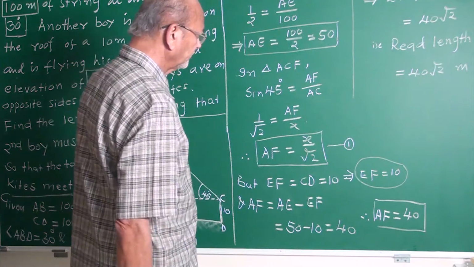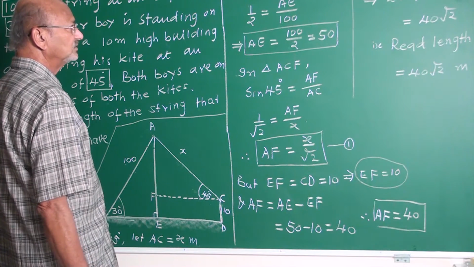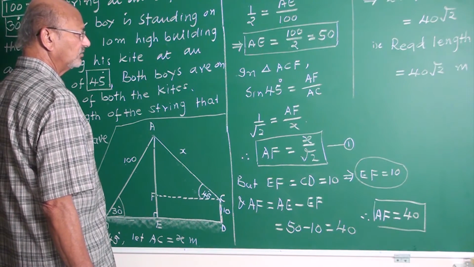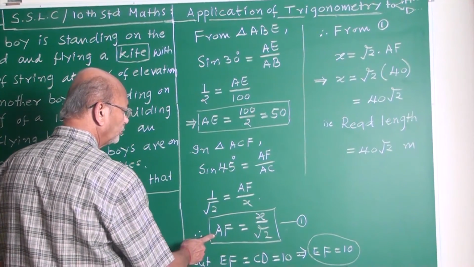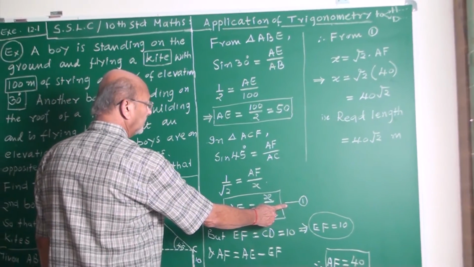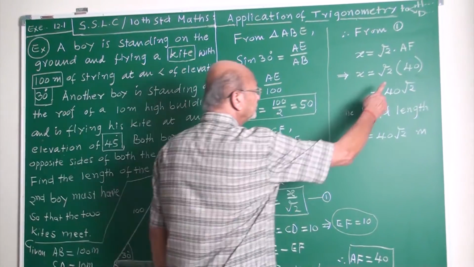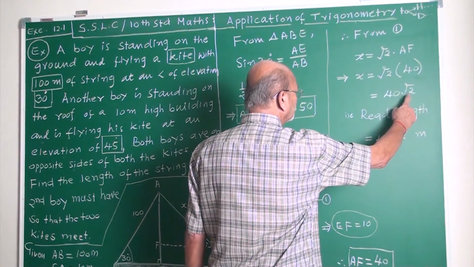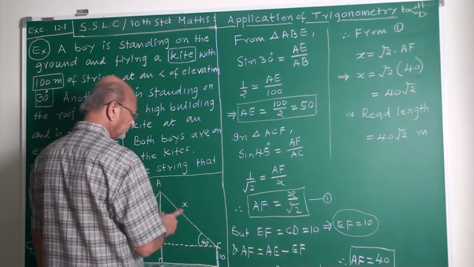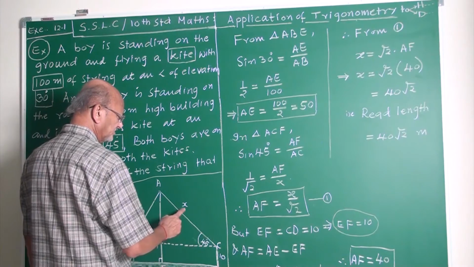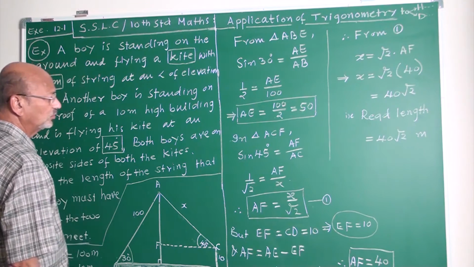AF is 40. Then what you wanted is x. From 1, x equals root 2 into AF. But what is AF? 40. So this is 40 into root 2. Therefore, the required length, the length of the second person's string for the kite, x, is 40 root 2 meters.